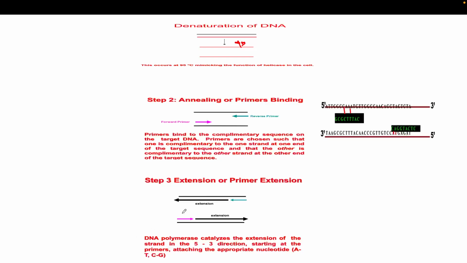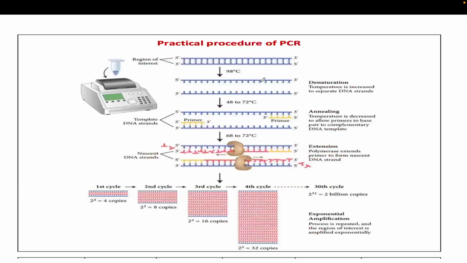Then the extension of the primer will happen through the polymerase. Using the dNTPs, the polymerase will extend this primer until the template is there. So extension will happen till here. This is the overall procedure: at a higher temperature the template DNA will separate, and each strand will work as a template for the next round of the cycle.